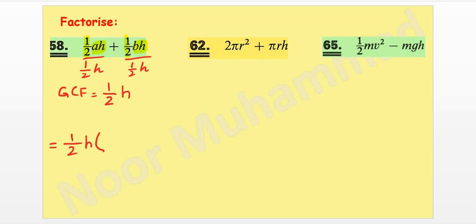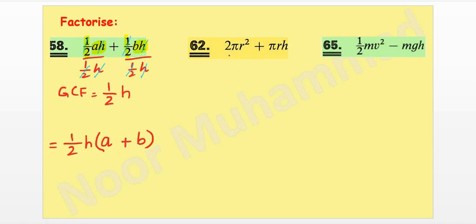So what is going to happen? The half will cancel half and H will cancel H. So what will be left here? It's A only, plus, same case here, half will cancel half and H will cancel H, and P will be left. So that's why this will be the final answer.